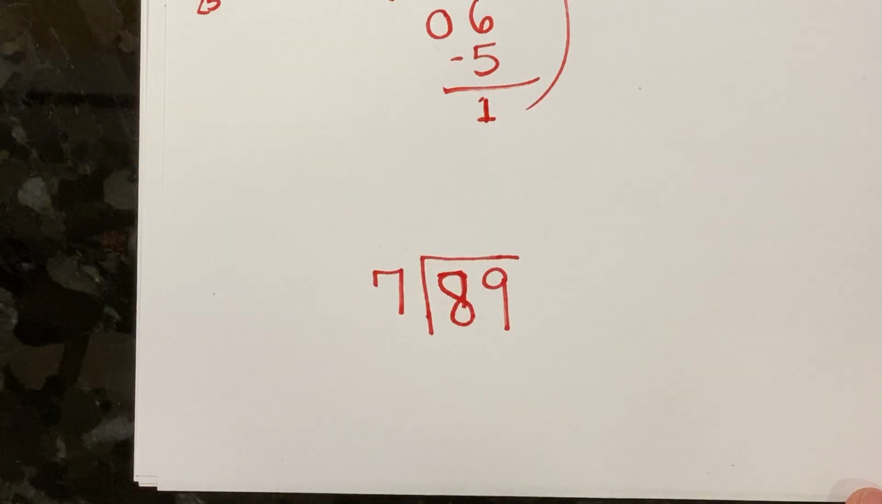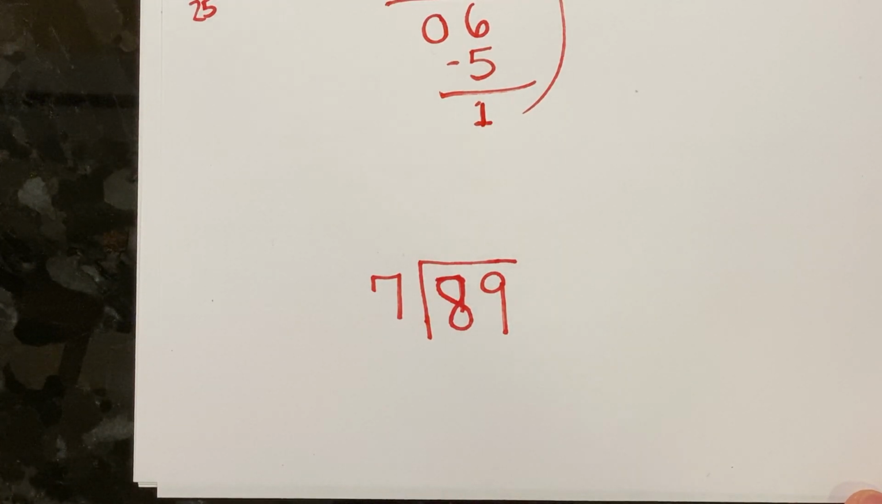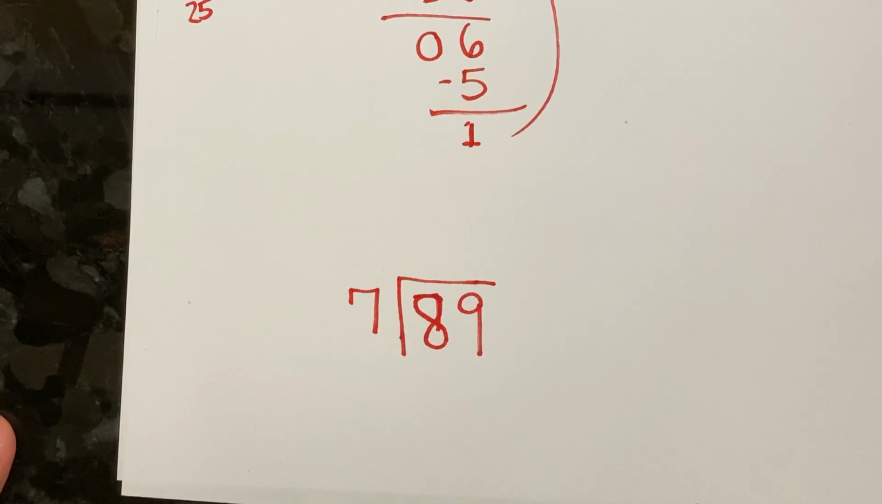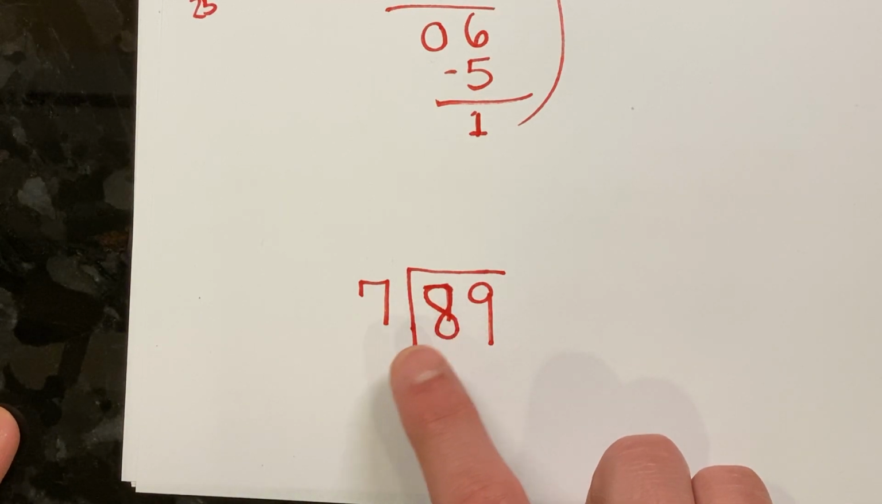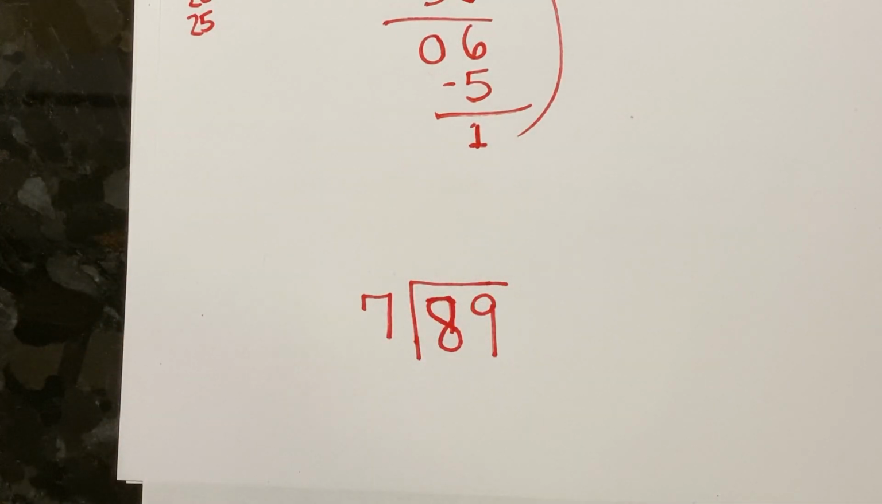Let's take a look at another one. 89 divided by 7. Ooh, some of us might be saying, Mr. Hogan, I'm so rusty on my 7s. Or Mr. Hogan, I don't know any of the multiples of 7 that go all the way up to 89. You don't have to. That's why we divide. We can figure this out.